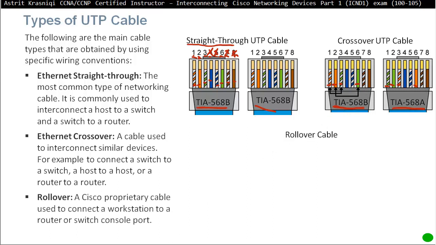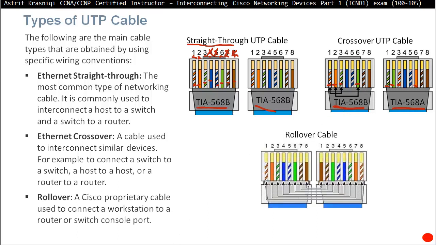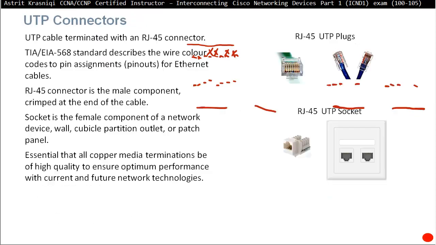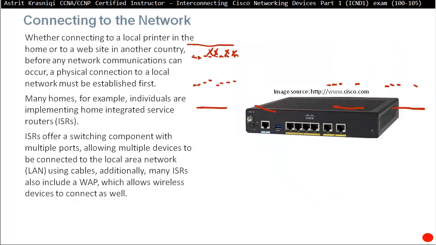And then the third type of cable that we have is called rollover cable. Now, rollover cable is a Cisco proprietary cable. This is used to connect a workstation to a router or switch console port. If you want to start up the management of the device, you plug the cable into the console port. Now, if I go back a bit earlier here, if you want to manage this device, you will connect to the console port here, and you need a rollover cable.